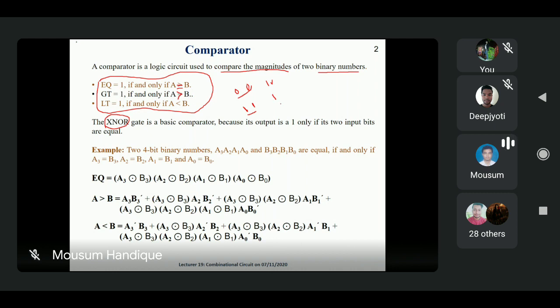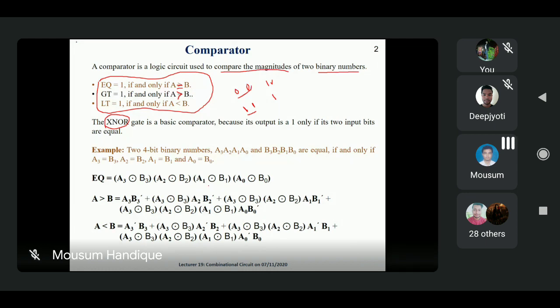So always remember, when we are using the comparator, based on this property we use the XNOR gate. People ask why we use the XNOR gate and why not the NAND gate. Because for comparing purposes, the XNOR gate is suitable due to this reason. That is the operation of the XNOR gate.